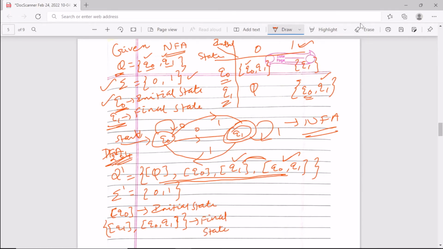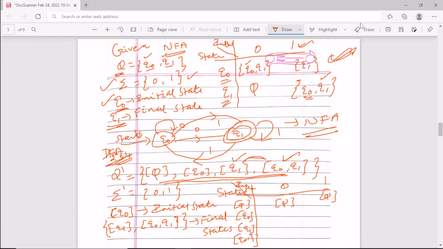That's all. Next we have to construct the transition function table. Here we have states as rows and inputs as columns. The inputs are 0 and 1, whereas the states are first the empty state phi, the second one Q0, next Q1, next Q0, Q1. For the empty state, we don't have any other state reachable by reading 0 or 1, so by reading 0 or 1, the empty state goes to itself.